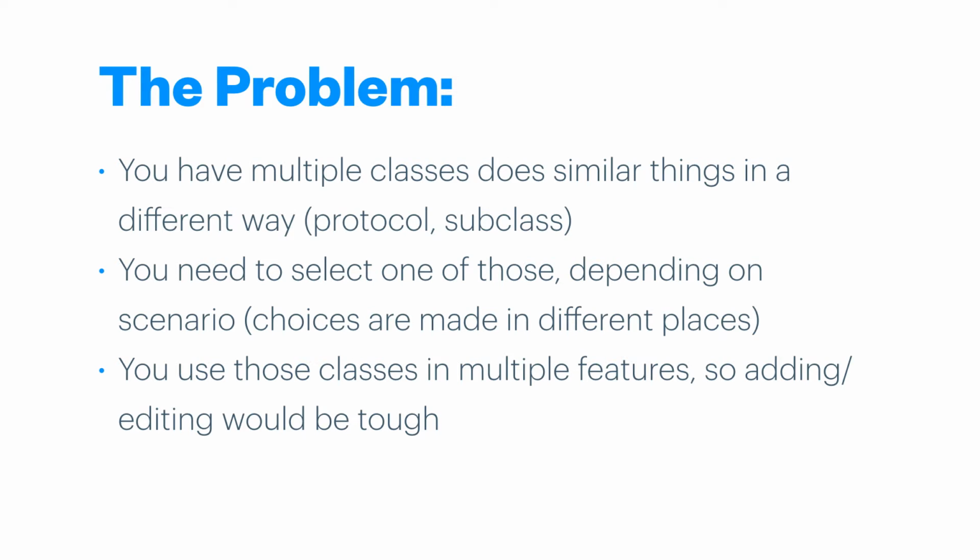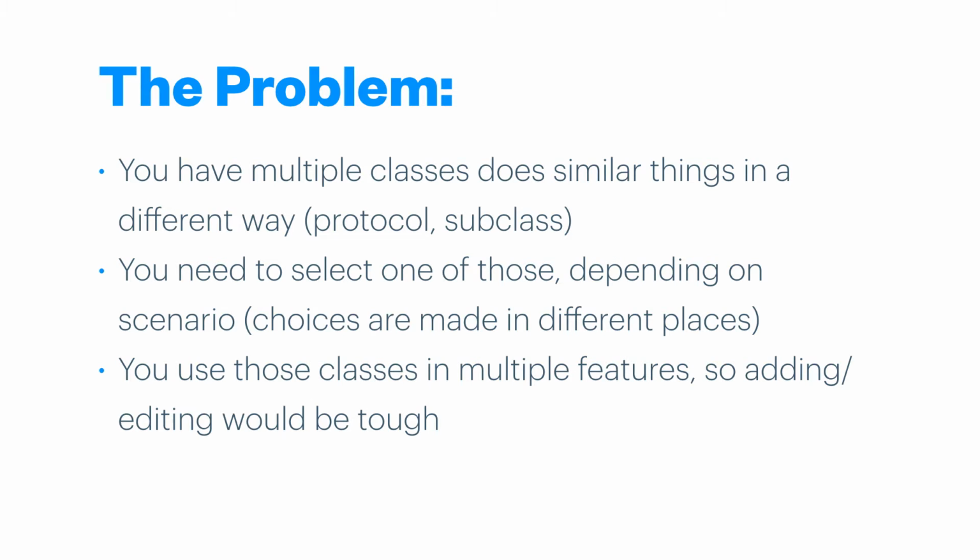If you have multiple classes that do similar things in a different way, they conform to same protocol or subclasses. If you need to select one of those depending on a scenario, once again, we have either success or failure on the action. You need to use those classes in multiple features. Once again, the alert controller is something that you use all over the app. Let's hold on. Okay. This is from the book. We cannot use this.